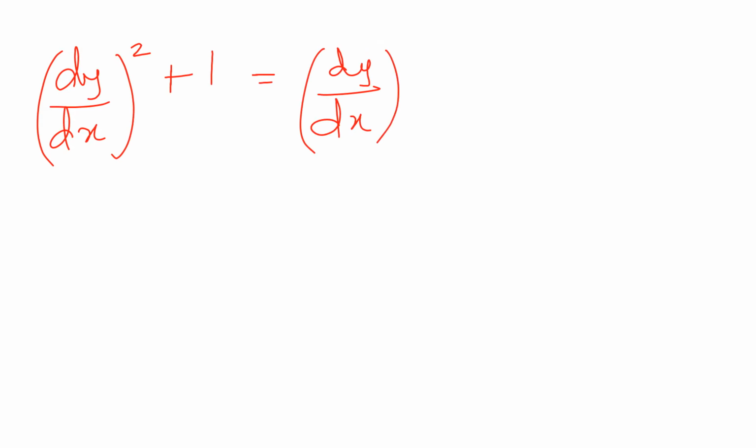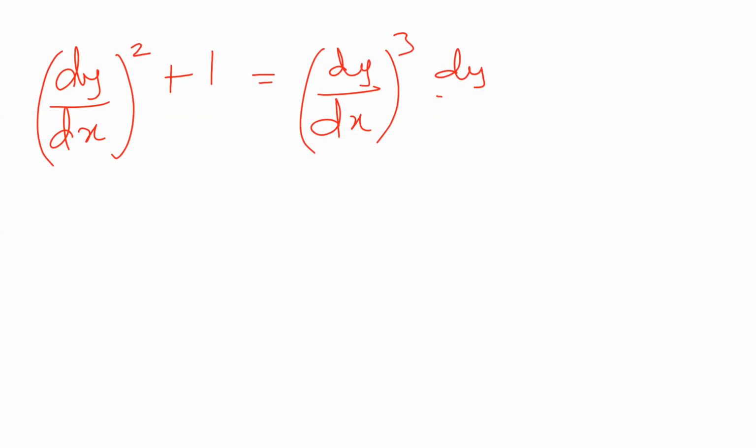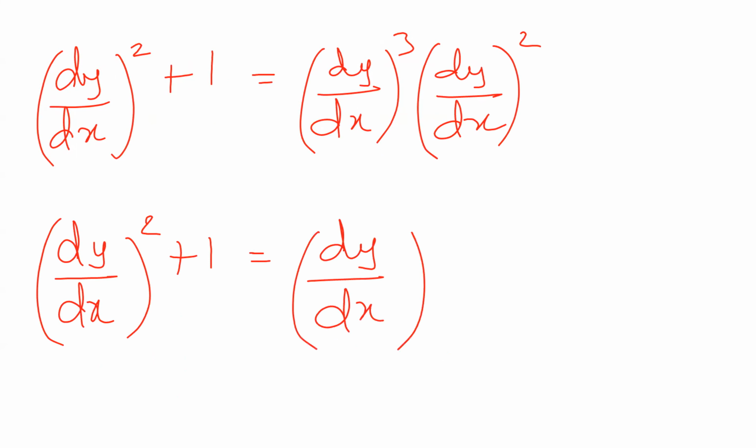If we multiply these two terms, it will be something like this, right? Then apply indices on the right hand side. Dy by dx the whole square plus 1 is equal to dy by dx raised to 3, and 2 will get added. Laws of indices: a raised to m into a raised to n is equal to a raised to m plus n. So this is the final thing that we get, the most simplified format.